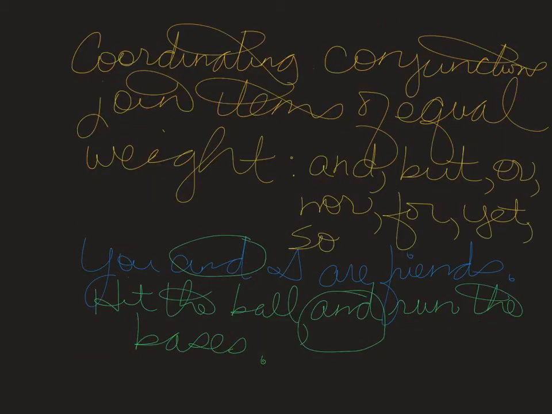Next slide, please. Coordinating conjunctions join items of equal weight: and, but, or, nor, for, yet, and so. You and I are friends. And joins the 2 subjects, you and I. Hit the ball, comma, and run the bases. Here we have 2 complete ideas. They are both imperative sentences, so the subject is understood you with both. But still 2 complete ideas joined by a comma and the word and.